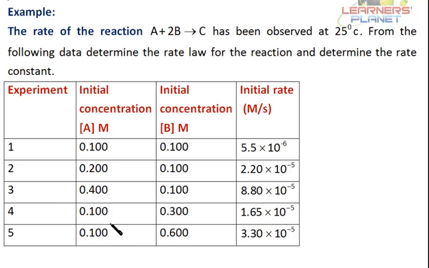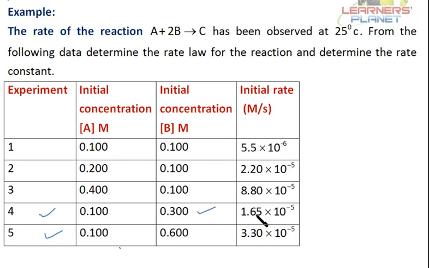Now in this example, in which two experiments is the concentration of A constant? In experiment 4 and experiment 5, the concentration of A is constant, whereas the concentration of B is changing. It is changing from 0.3 to 0.6, and the rate of reaction when the concentration of B is 0.3 is 1.65 into 10 to the power minus 5, whereas when it's 0.6, it is 3.30 into 10 to the power minus 5. So what will be the thing?